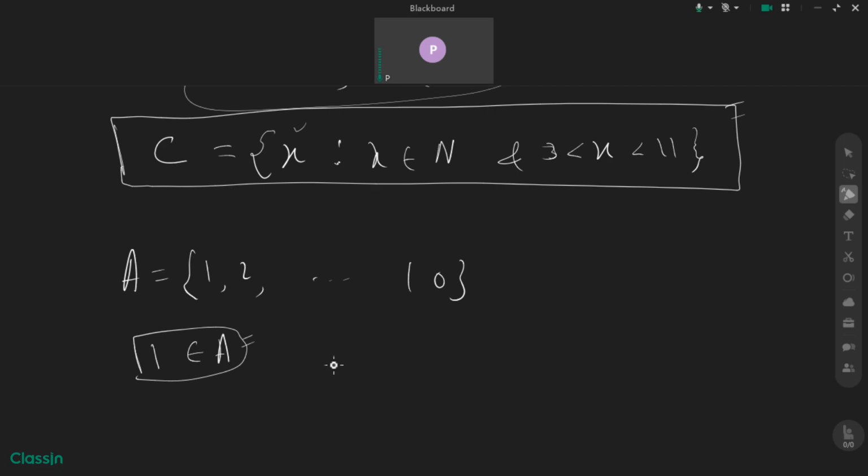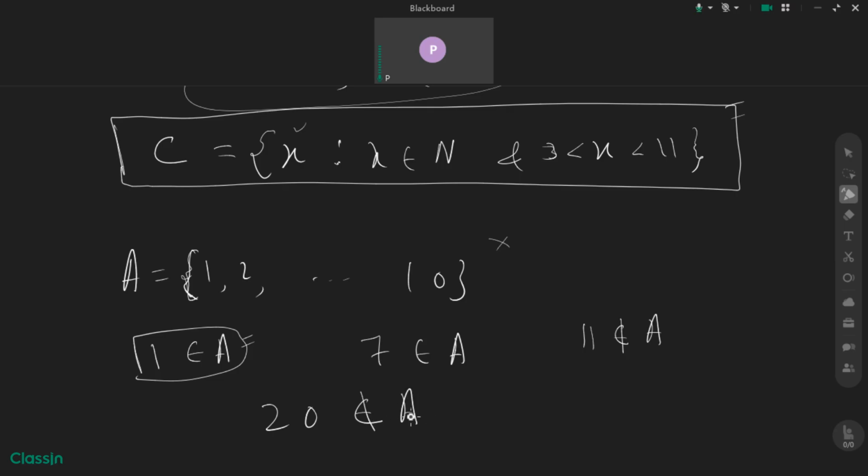Let us say I have to check whether 7 is an element of this set A or not. We know 7 is, because from 1 to 10, all the elements are elements of set A. So I'll write 7 belongs to A. Similarly, if I take 11, I know 11 is not an element of this set, so I'll write 11 does not belong to A. Similarly, for 12 or 20, I'll write 20 does not belong to A.